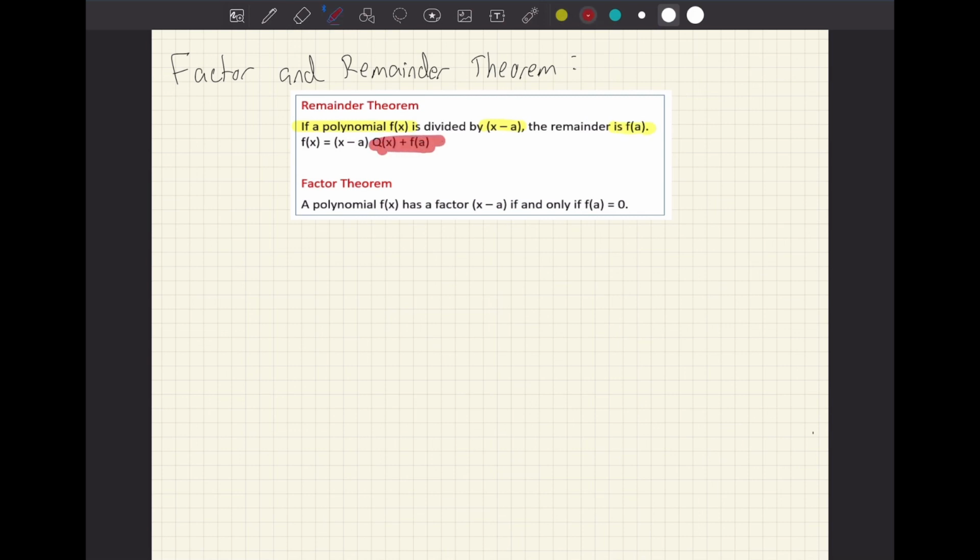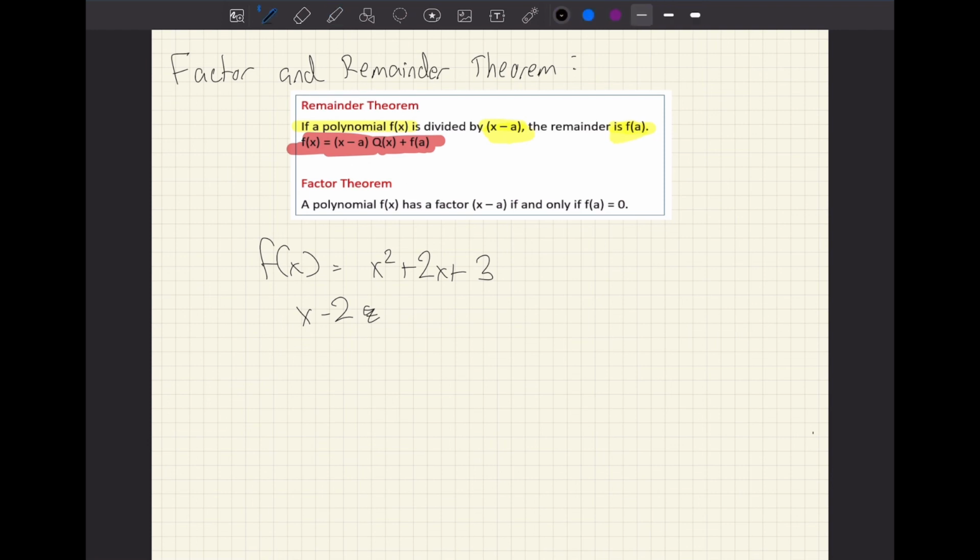You can disregard this, we don't need the entire statement. Just look at the first sentence. So let's analyze what it means. A polynomial f of x can be any polynomial, for example x squared plus 2x plus 3, right? And it is divided by x minus a, and a can also be any number, for example x minus 2, x minus 3, x minus 4. If it is divided by x minus a, the remainder is equal to f of a.